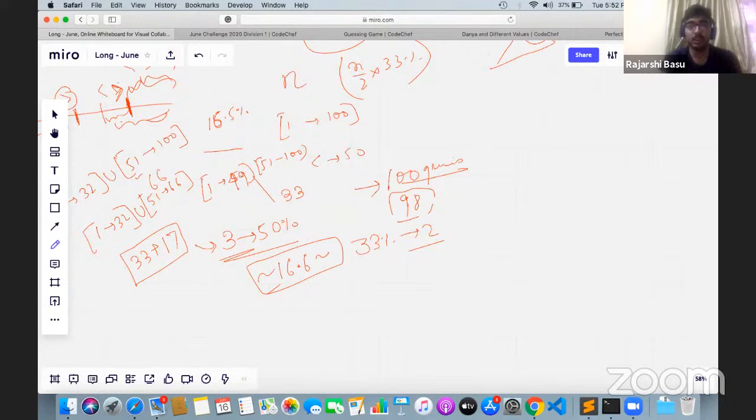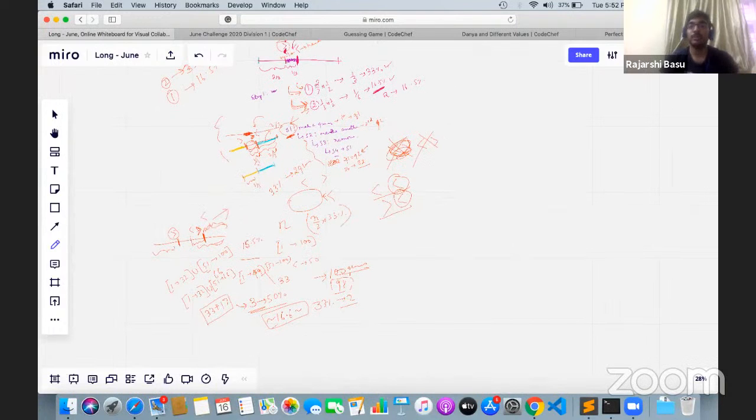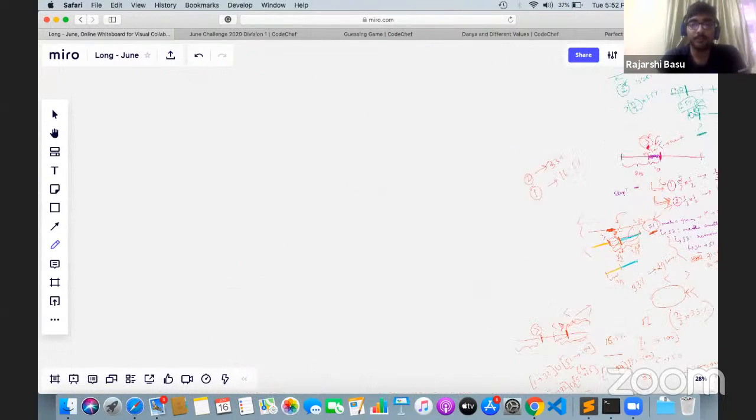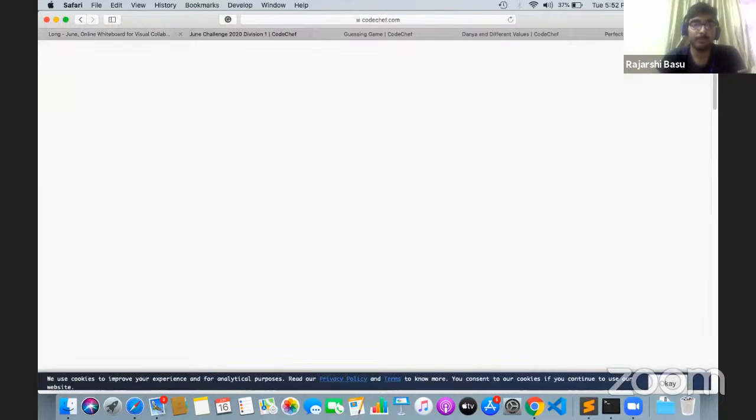Any doubts in this problem? There was no canonical theory here that needed to be applied. It was just based on thinking and trying out various approaches. Okay, so I'll assume then that this is done as well. Let's move on to the next problem.